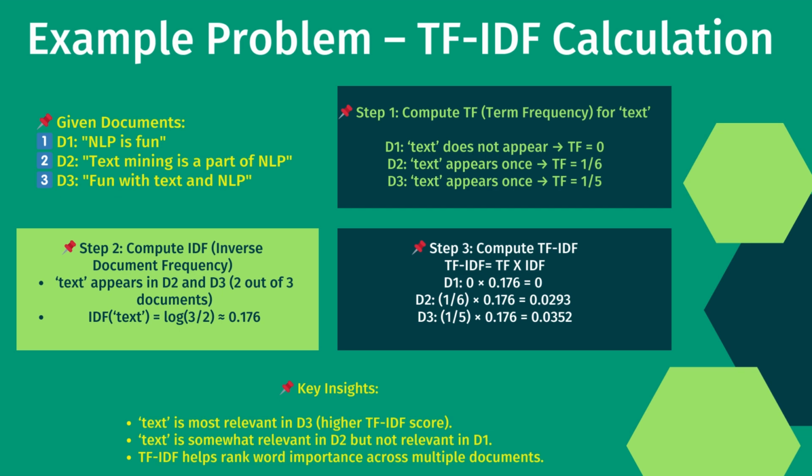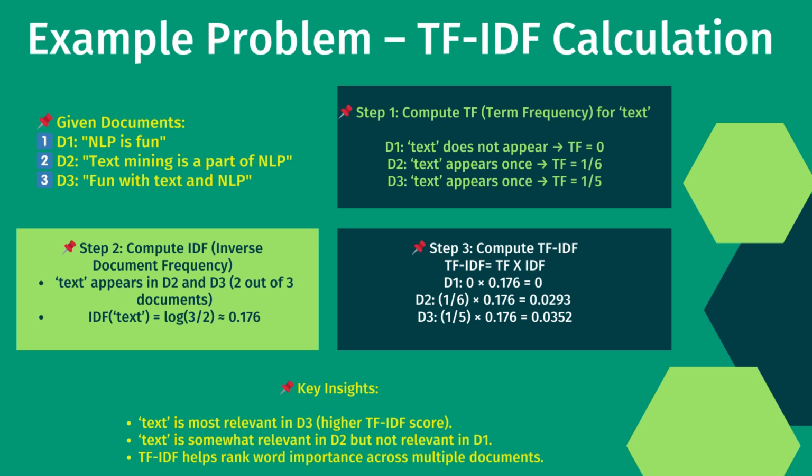In document 2, multiplying 1/6 by 0.176 gives a TF-IDF score of approximately 0.0293. In document 3, multiplying 1/5 by 0.176 gives a slightly higher score of approximately 0.0352. Key insights: the word "text" is most relevant in document 3 because it has the highest TF-IDF score. It is somewhat relevant in document 2, but completely irrelevant in document 1.